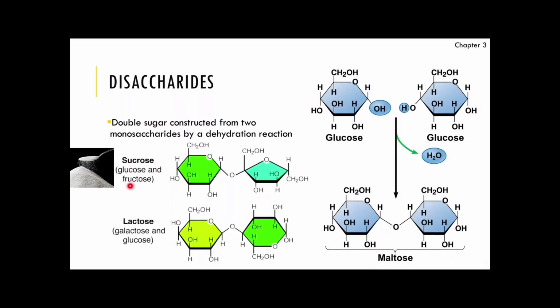Sucrose is another example of disaccharides, made of glucose and a fructose. So this one is a monosaccharide and this one is a monosaccharide. They have joined together, creating a disaccharide called sucrose. Lactose, found in milk, is made up of glucose and galactose. So this is glucose and this is galactose.